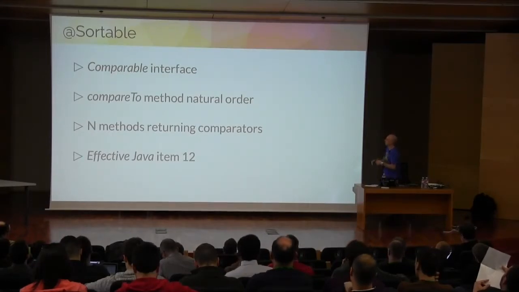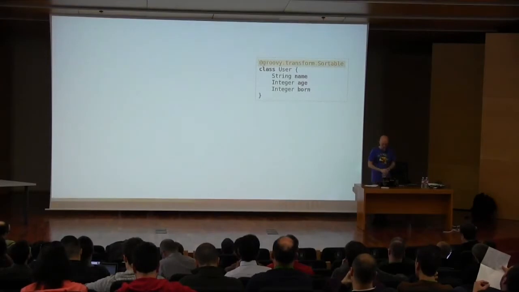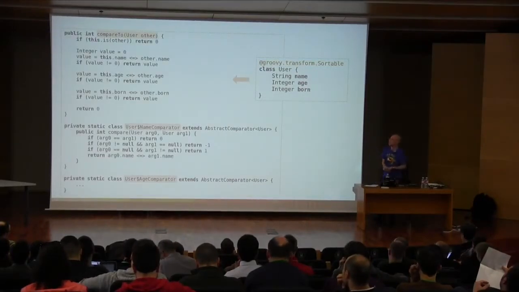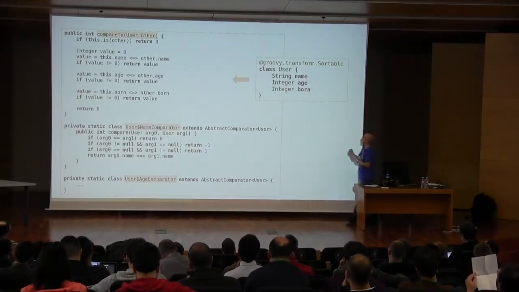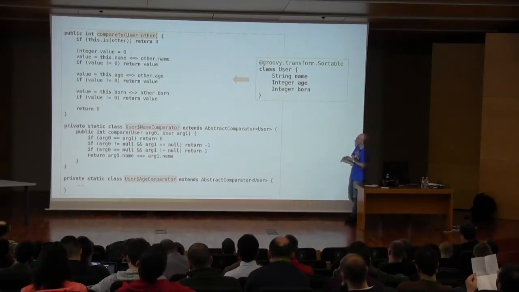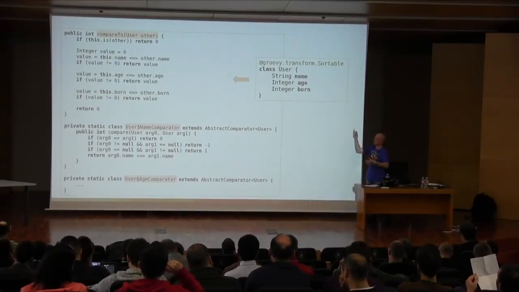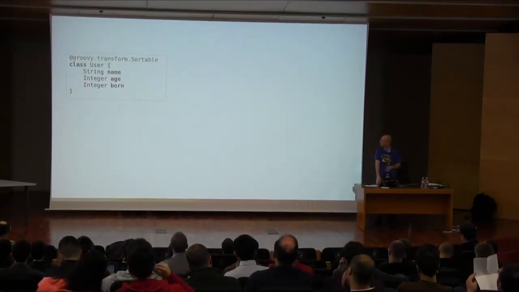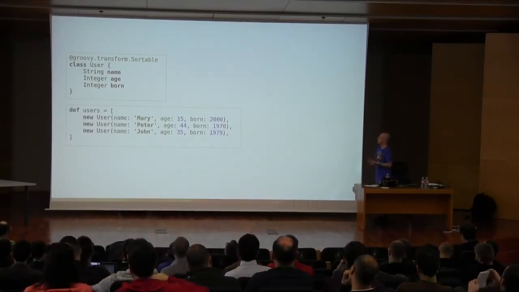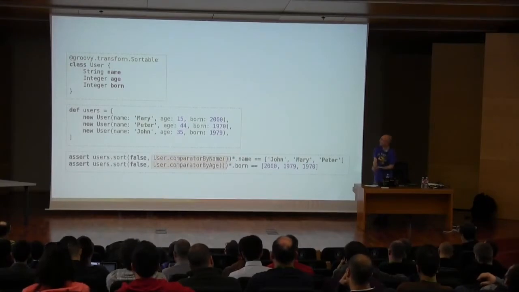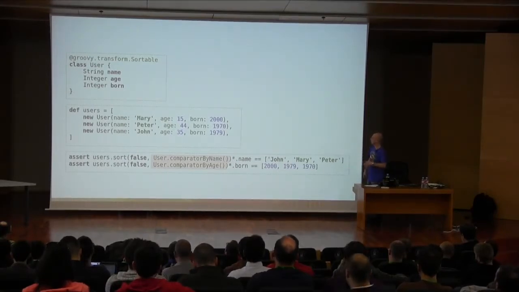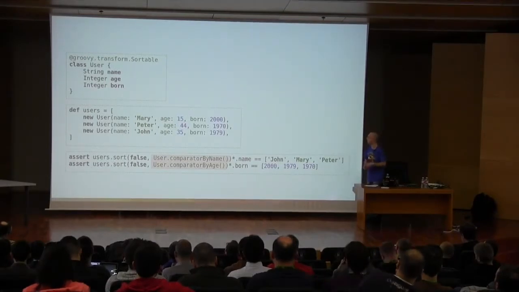And another thing that this annotation does is create a lot of comparators for you. So with this class user with name, age, and born, if you annotate the class, the transformation will do this for you. First, it will implement the compareTo method with, again, the natural order. First the name, then the age, and finally the born. And it will also create comparators for every field. So we have here a name comparator and an age comparator. And with this code, we can write something like this. We create a list of users with name, age, and born. And then we can use these comparators. User, comparator by name, and check that the names are sorted. And we can also use comparator by age and check the born date.